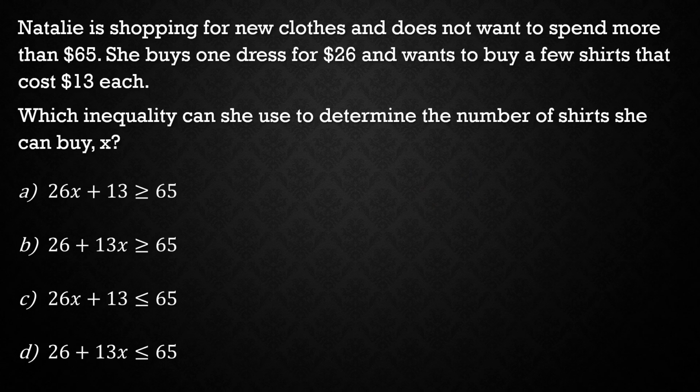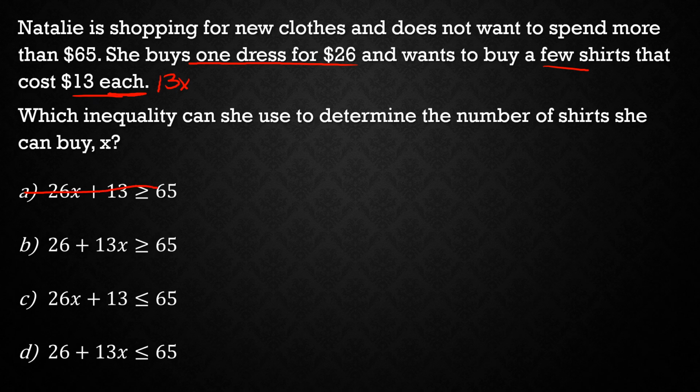Our next one says that Natalie is shopping for new clothes and does not want to spend more than $65. She buys one dress for $26 and wants to buy a few shirts that cost $13 each. Which inequality can she use to determine the number of shirts she can buy, X? Okay, so she's only buying one dress, and this one dress is $26. She is buying multiple shirts, right? It says she wants to buy a few shirts. So here's that word each. Remember, I said each is a keyword: whenever you see this word each, whatever number is next to it, that's what you're attaching your variable to, right? So this 13 is going to have our X.